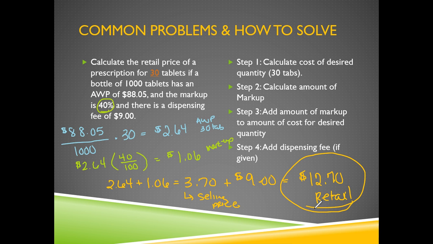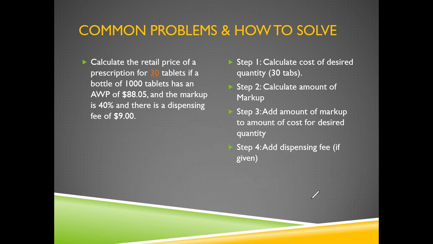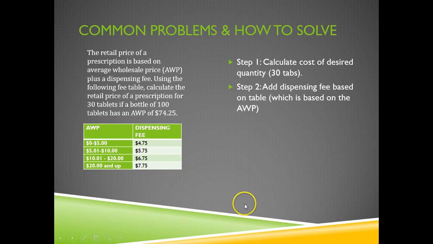Now you also may see problems that will have you calculate a dispensing fee, and they'll give you a dispensing fee table. This is the retail price of a prescription based on average wholesale price plus the dispensing fee. We want to use the following fee table to calculate the retail price of a prescription for 30 tablets if a bottle of 100 costs $74.25. The first thing we want to do is calculate the AWP for 30 tablets. I know it's $74.25 for 100 tablets, but I only want to know the cost for 30.